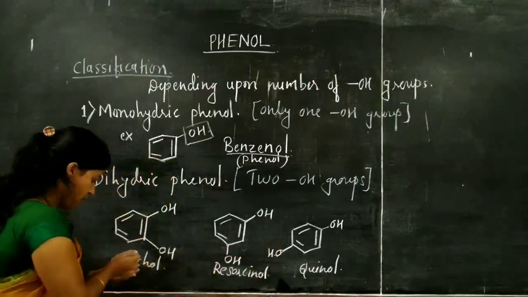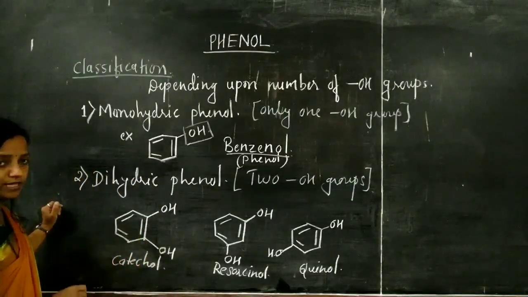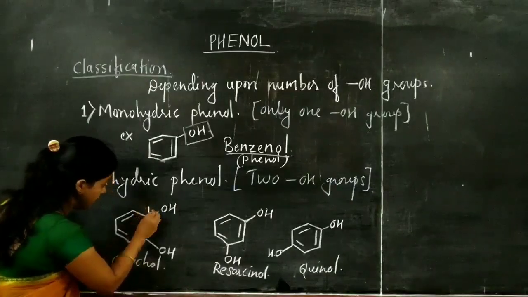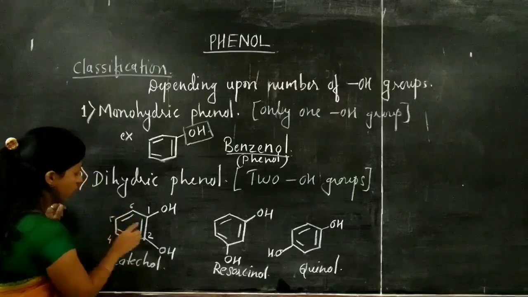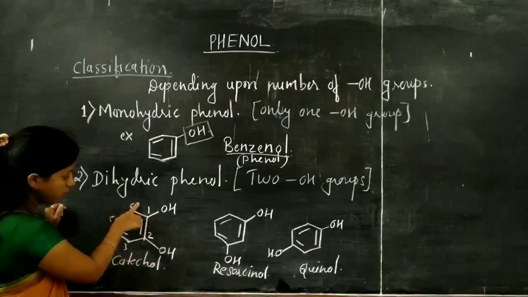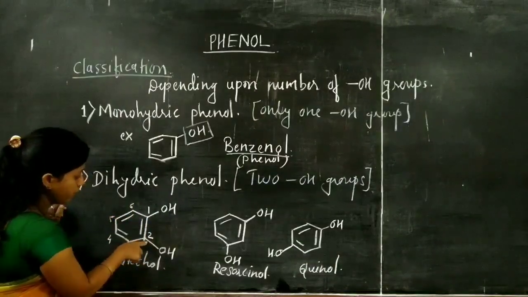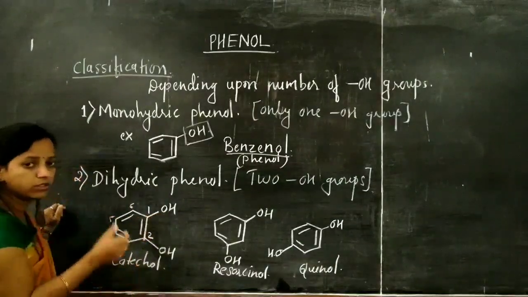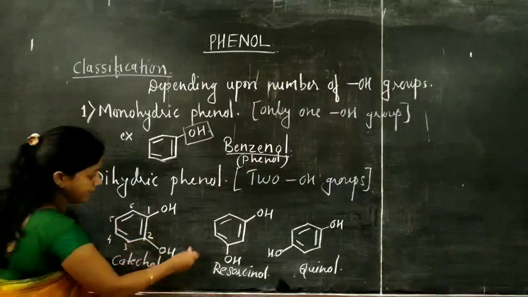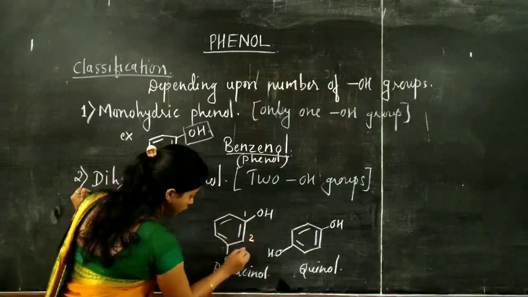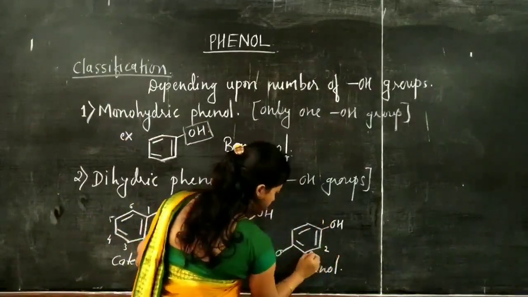While giving the IUPAC name of these compounds, we have to number the ring 1, 2, 3, 4, 5, 6. You can number clockwise or anti-clockwise. If you number it anti-clockwise, this will become 1, 2. The substituent should get the lowest possible number. So it is 1, 2, and here we have to number in a similar way, clockwise. This is how we have to number the benzene ring.